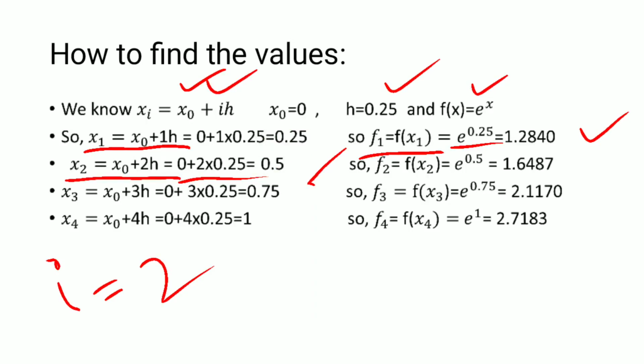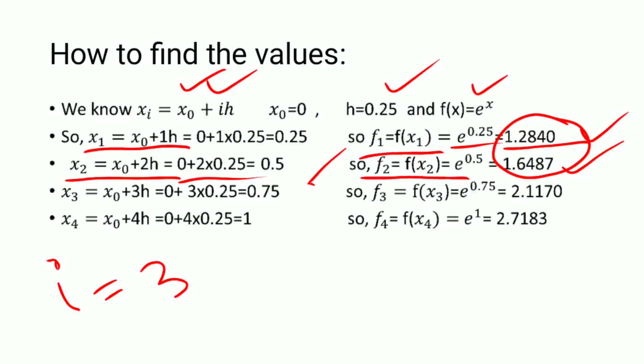Similarly, we get f2. f2 means the value of the function at the point x2, that is f of x2. So e to the power 0.5 will be 1.6487. You just put this value in the calculator and get it. Next we put i equal to 3. So we get x3 equal to x0 plus 3h, that will be 0.75. Similarly, we get f3 equal to e to the power 0.75, that will be 2.1170.